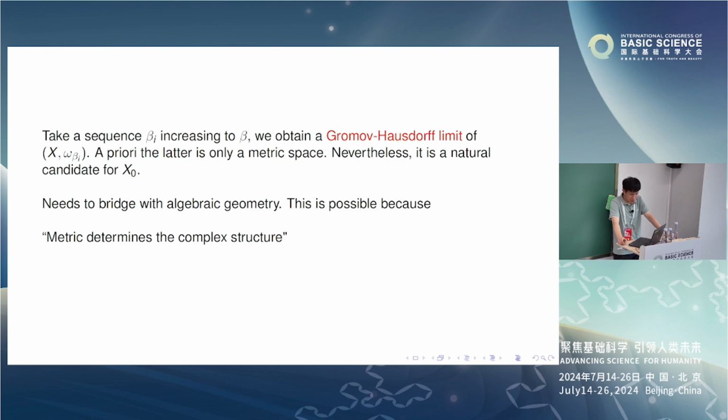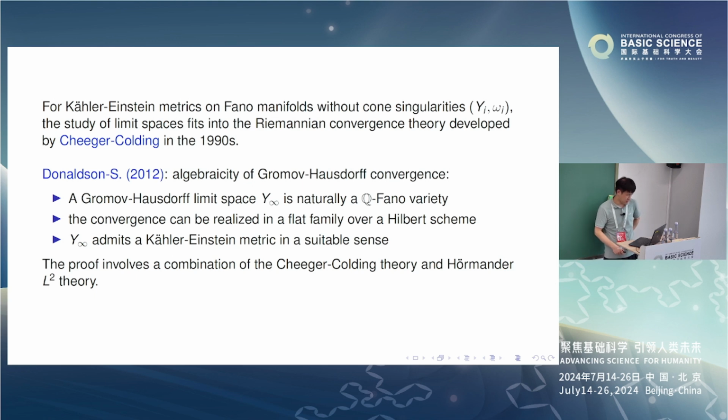We forget about the complex structure, forget about the Kähler-Einstein equation. As a metric space, they can take a so-called Gromov-Hausdorff limit. So this is the metric space, compact, and we want to recover the complex structure on this space, and that will give us x0. So this needs to bridge with algebraic geometry, and the reason is because metrics determine complex structure. But we need to understand the metric well enough to recover the complex structure.